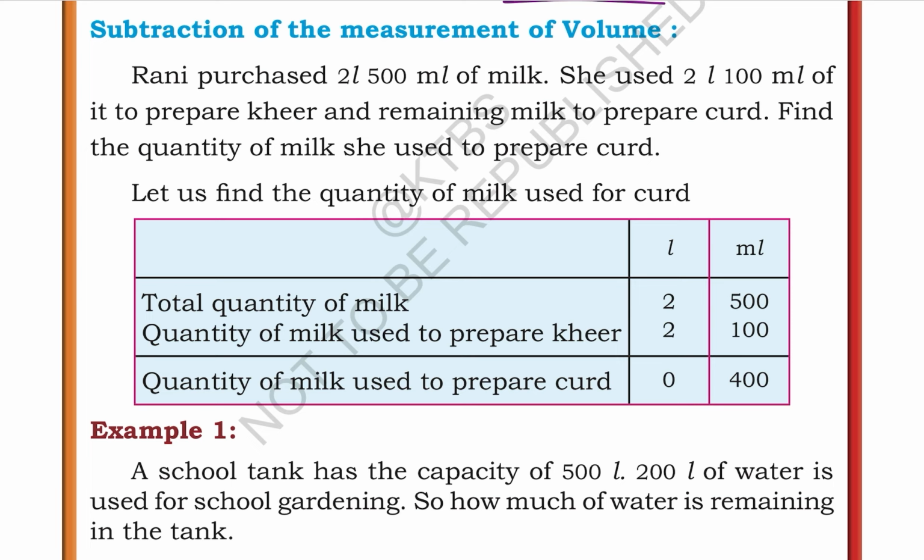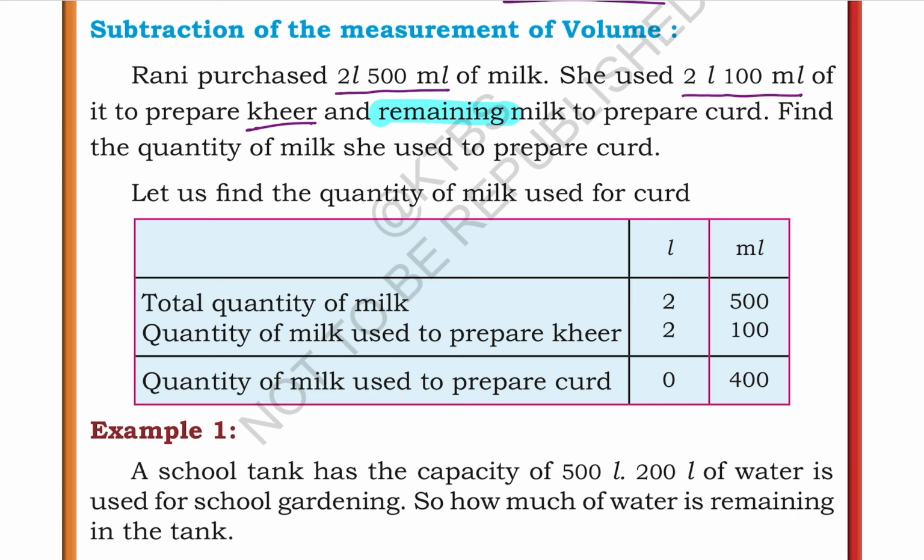See, Rani purchased 2 liter 500 milliliter of milk. She used 2 liter 100 milliliter of it to prepare kheer. The first given data is she purchased 2 liter 500 milliliter of milk, and in that purchased milk she used 2 liter 100 milliliter of it to prepare kheer, right, and remaining milk to prepare curd. Find the quantity of milk she used to prepare curd.